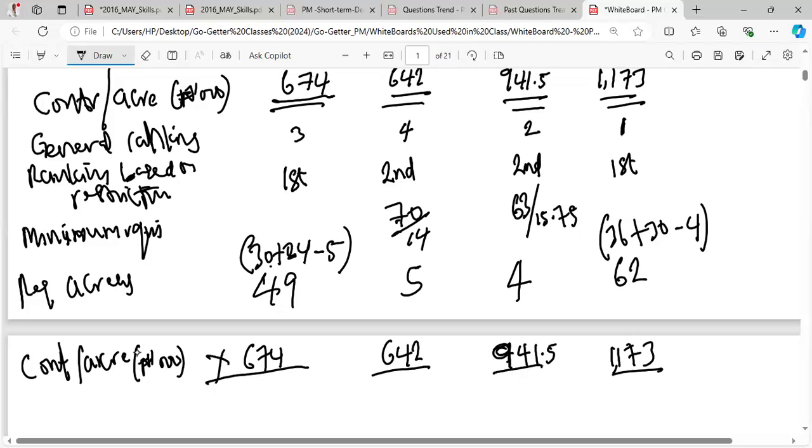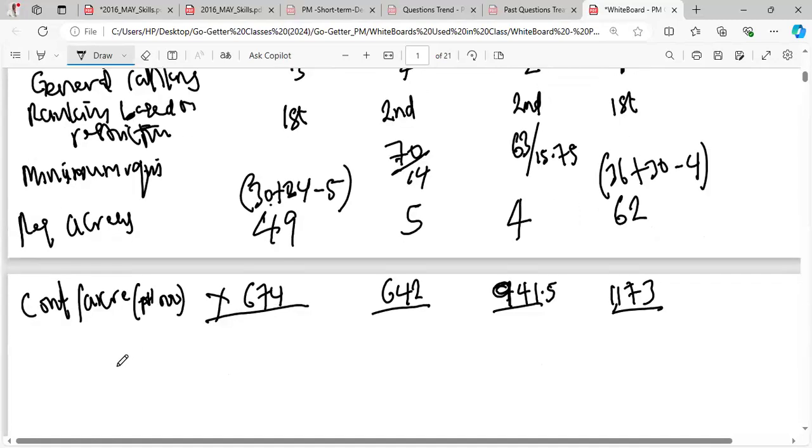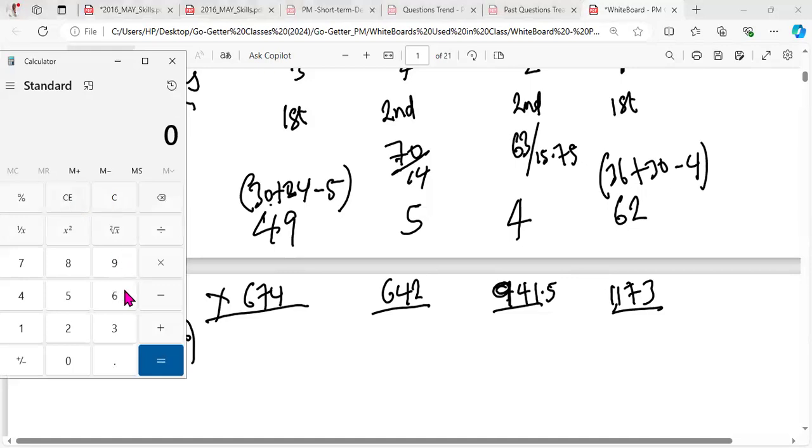Okay, I'm going to multiply. So this will give me total contribution. This is also going to be in three zeros. Let's leave it that way to keep it simple. So we have 49 multiplied by 674. That will give me 33,026.